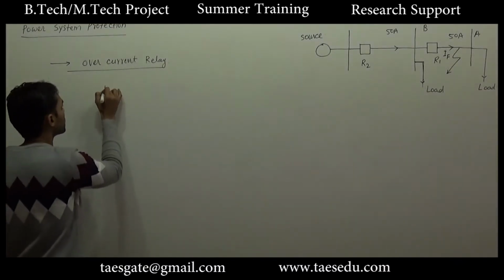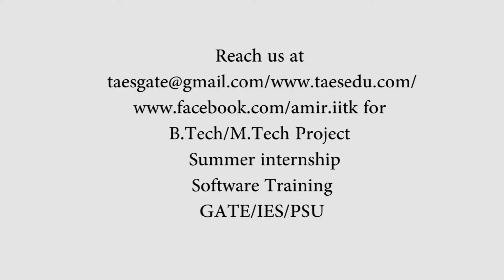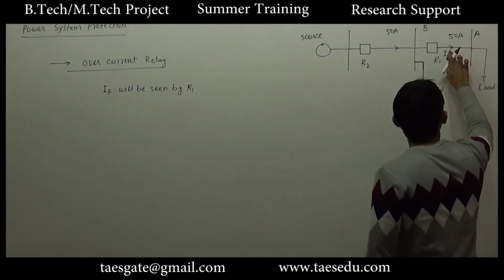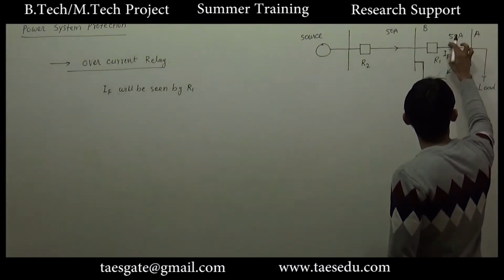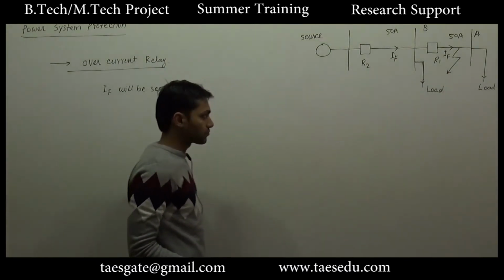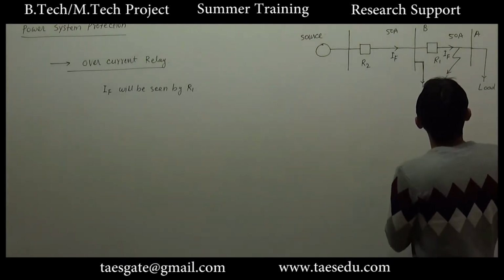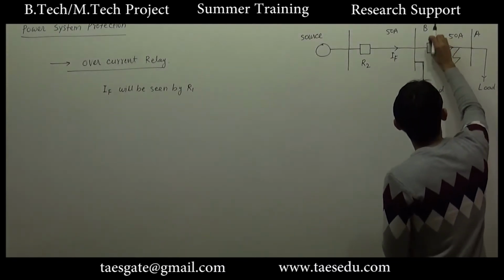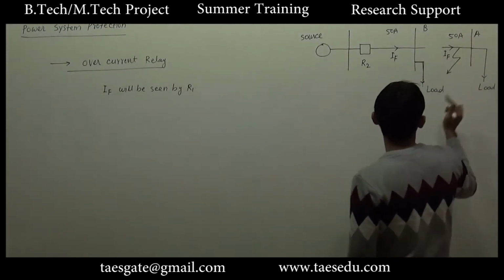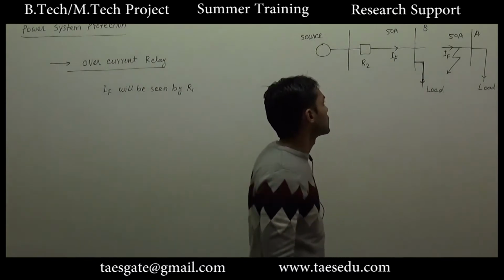So we can say that the fault current IF will be seen by relay 1. Whatever fault current is passing through R1, the same current may pass through R2 also if relay 1 does not operate. In the most favorable condition, what will happen? After the fault, we want relay 1 to operate, and this will operate the circuit breaker, which will be open circuited, and this part will be isolated from the system. And here this load will not be interrupted. This load will continue to take power supply from the source.